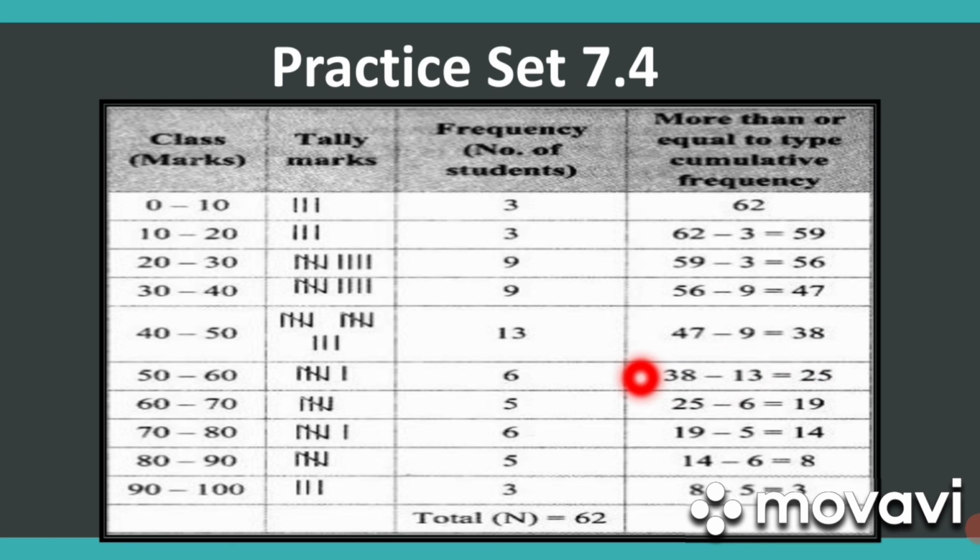For class 50 to 60, the cumulative frequency is 38 minus 13, and that is equal to 25. For class 60 to 70, the cumulative frequency is 25 minus 6, and that is equal to 19. For class 70 to 80, the cumulative frequency is 19 minus 5, and that is equal to 14. For class 80 to 90, the cumulative frequency is 14 minus 6, and that is equal to 8. And for class 90 to 100, the cumulative frequency is 8 minus 5, that is equal to 3.